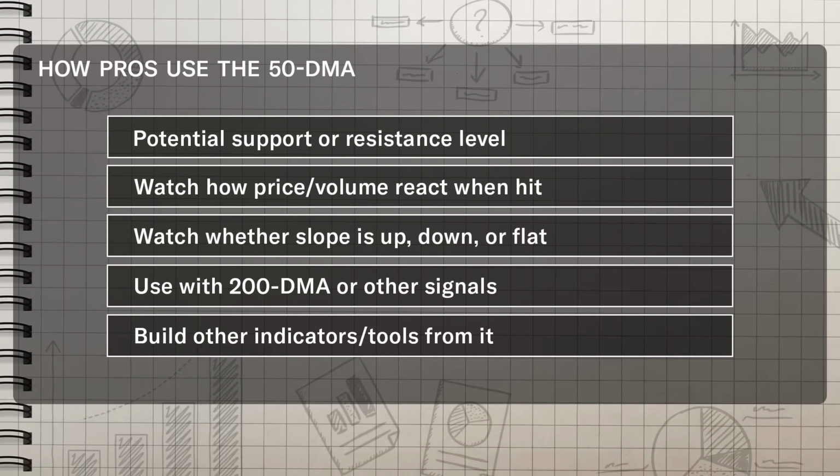Is the 50-day tilting higher, rolling over, or just flattening out? A rising 50-day with the price above it is a very different animal from a flat or a falling 50-day that's being poked from below.